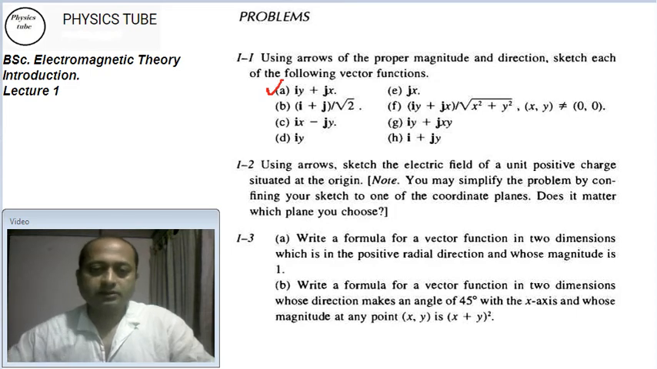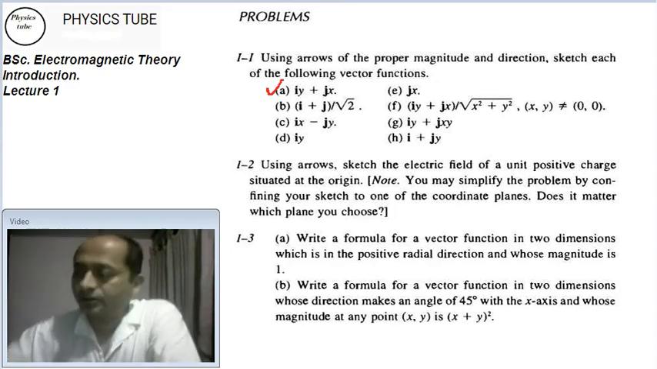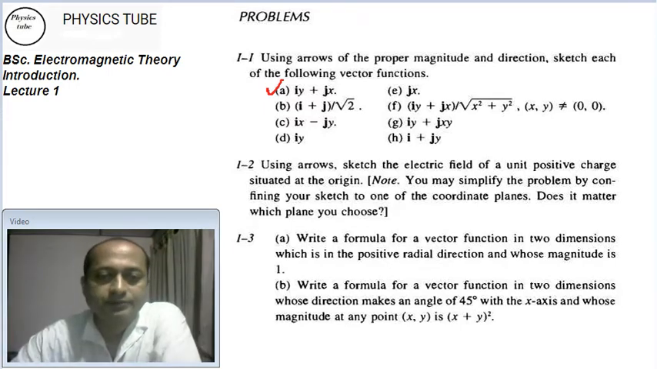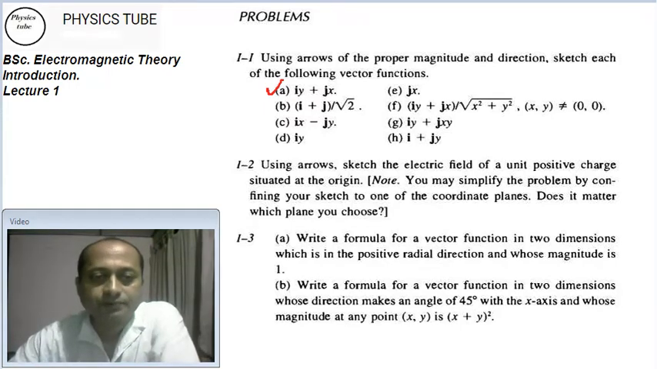Hello students, this is my second lecture on BSc and BTech, and we will be discussing a few further topics of electromagnetic theory. Still, I am in the prerequisite of electromagnetic theory. In the last lecture I gave you some problems.